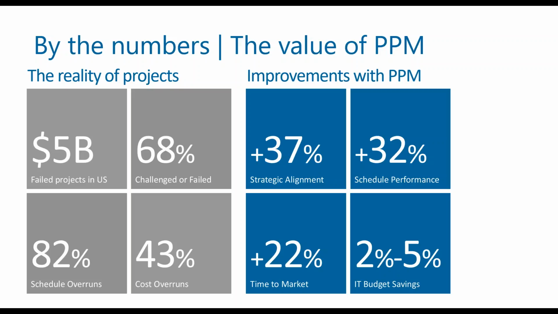What's been shown by implementing a PPM solution, in which financial management, schedule management, resource management, and all of those aspects are in place, is that we can improve strategic alignment, meaning we are spending money on the right things. We can improve schedule performance and time to market, which helps us be more competitive. And just in an IT realm, a 2 to 5% budget saving, where the IT spend is often in the millions, provides a big savings that can well justify the implementation of a PPM solution, as well as improving performance to the bottom line.